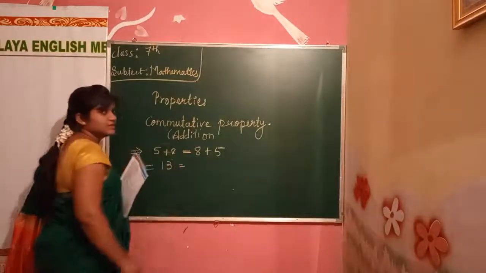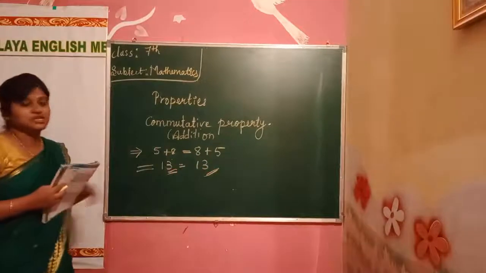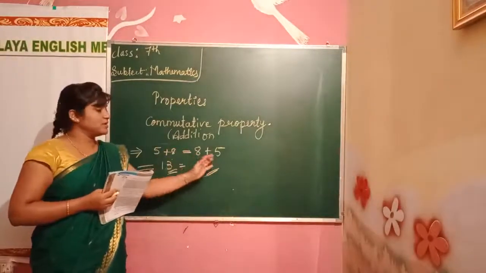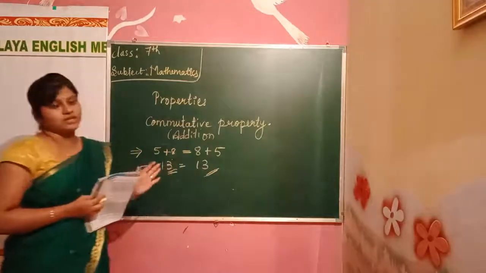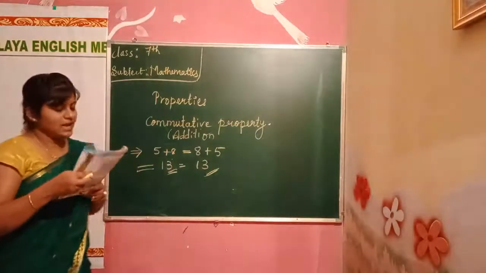Yes. And here also we get 13. Yes, in the addition case, commutative property on addition. 5 plus 8, 8 plus 5. When we are reversing it, we get the same answer in both the cases. RHS is equal to LHS.